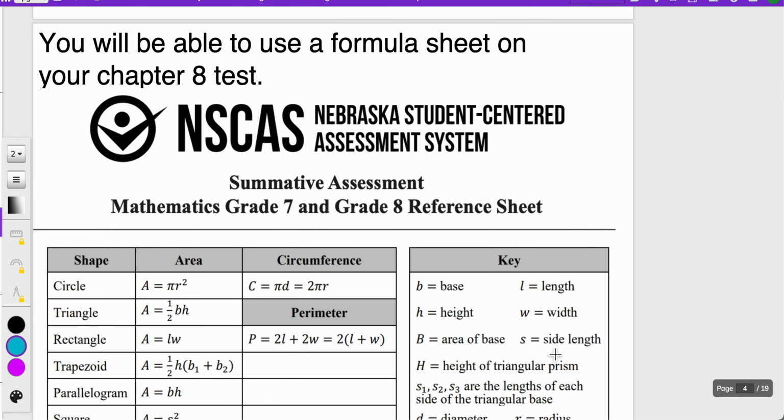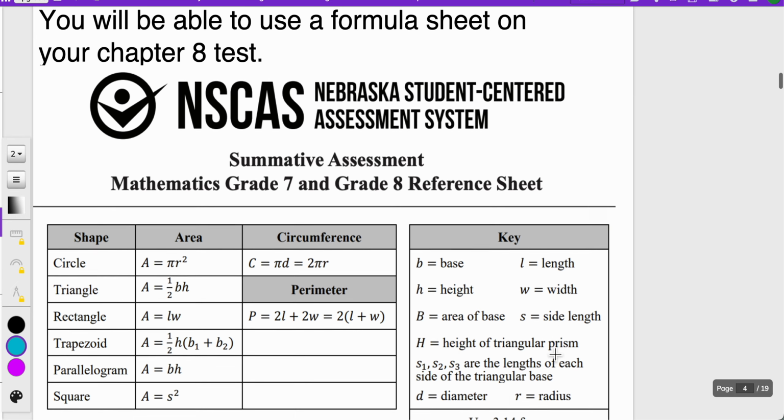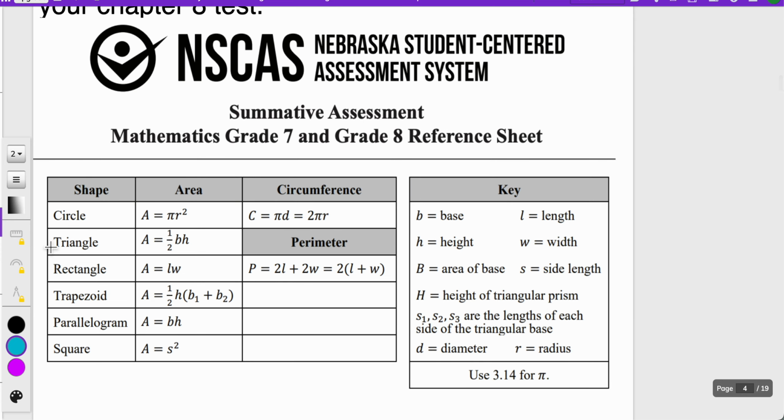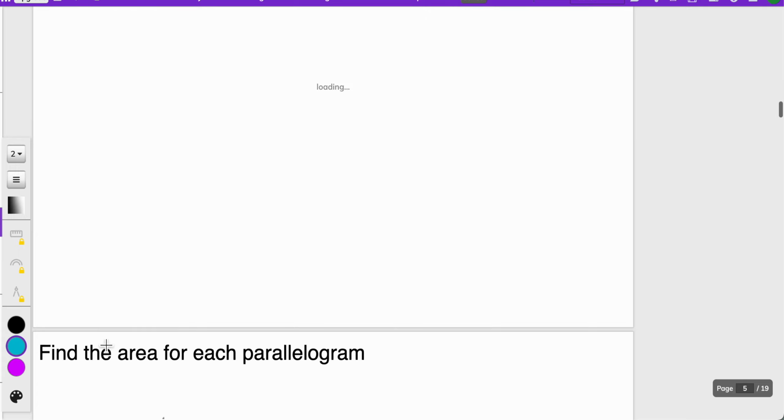One thing we want to realize is we will be able to use a formula sheet all throughout Chapter 8. So today our main focus are triangles, rectangles, parallelograms, and squares. Parallelogram encompasses rectangles and squares, but you can also use parallelogram for every single thing today. So really just the triangle and the parallelogram formula.